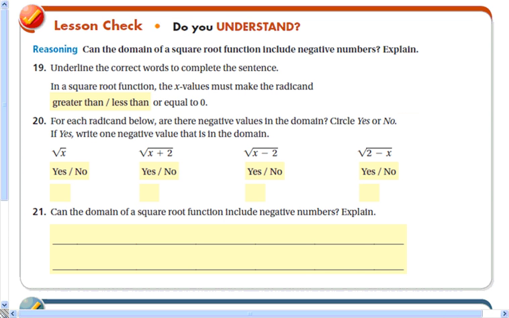Okay, lesson check. Go ahead and try your answers first, and you can check back for the correct answers.